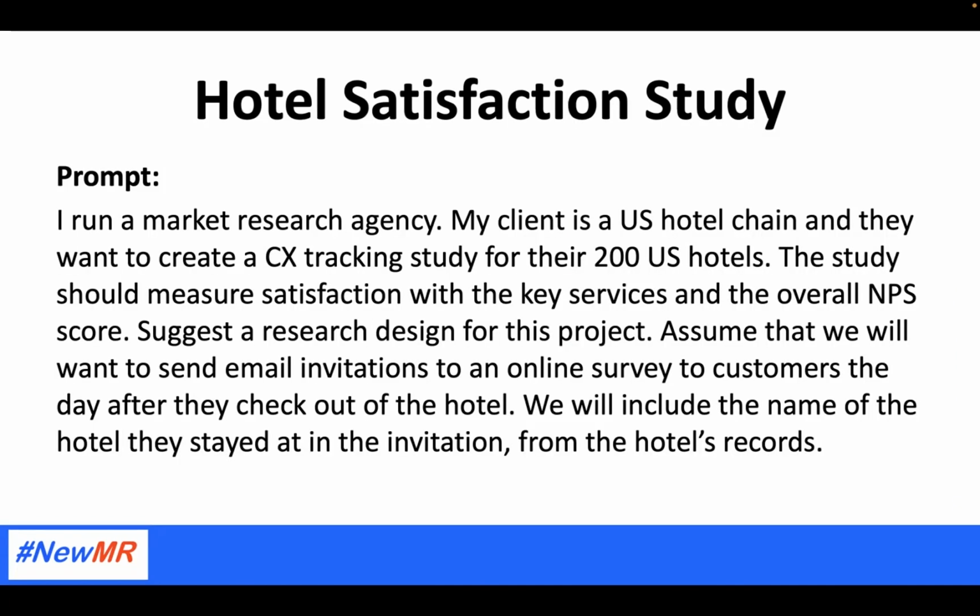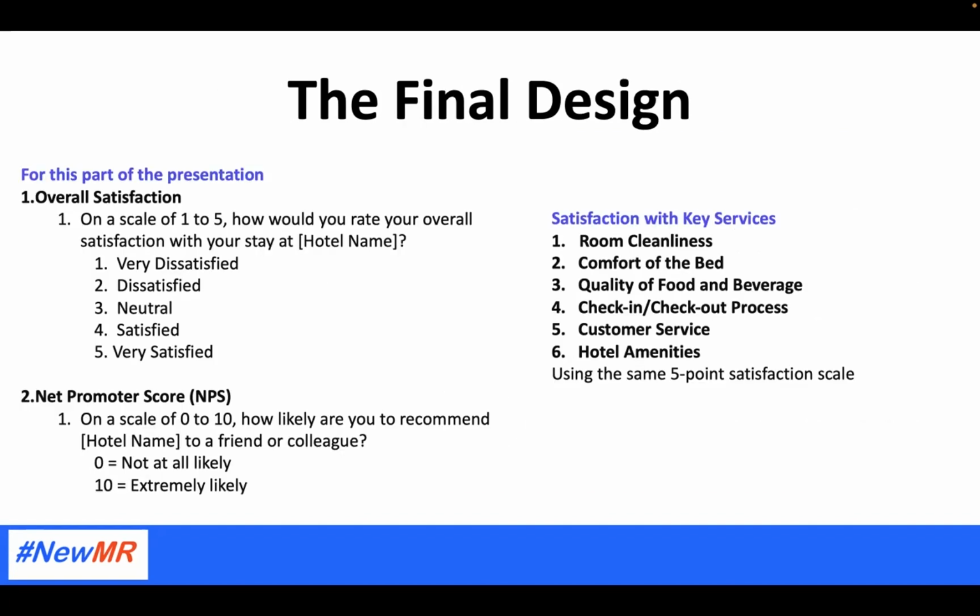We started off by asking ChatGPT to design a tracking study for 200 hotels in the United States. And we went through 2 or 3 loops in that process. And pulling out one bit of the design, it said, okay, ask overall satisfaction, ask the net promoter score, and ask satisfaction with room cleanliness, comfort of the bed, quality, through to hotel amenities.